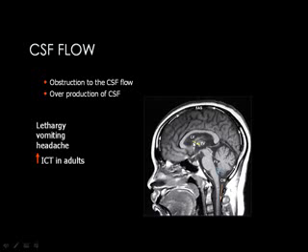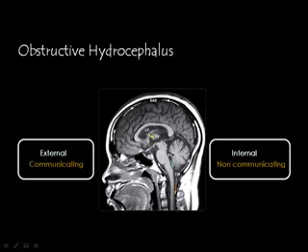This is the flow of the CSF from the lateral ventricle to the third via the foramina of Monro, from the third to the fourth via the aqueduct of Sylvius, from the fourth to the subarachnoid space through the outlet foramina of the fourth ventricle. Then we have to discriminate between two major types of hydrocephalus. We have what's called obstructive hydrocephalus and non-obstructive hydrocephalus.